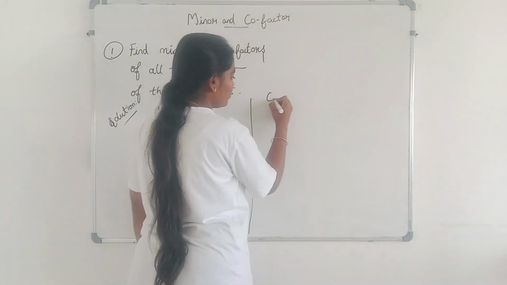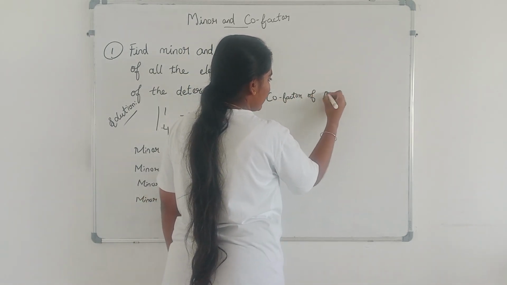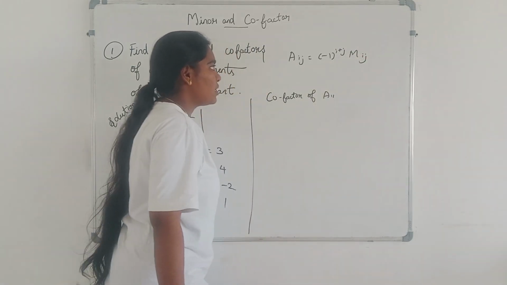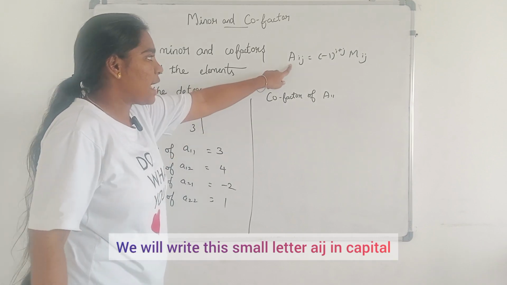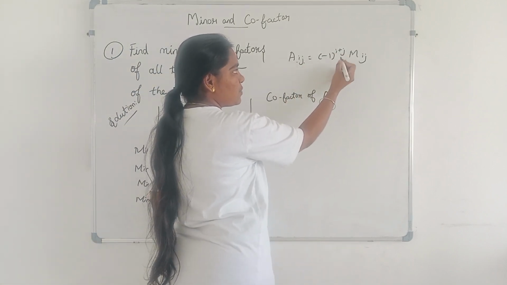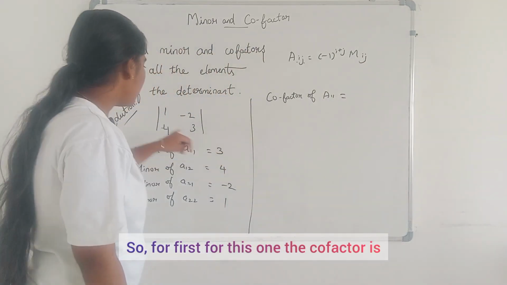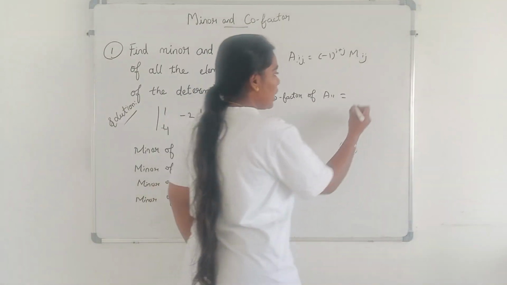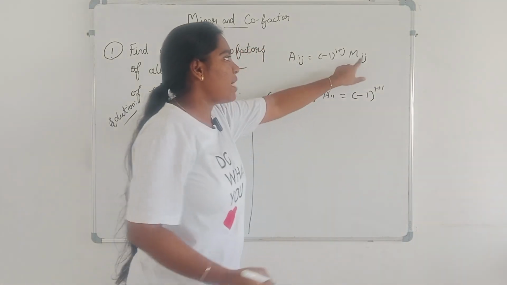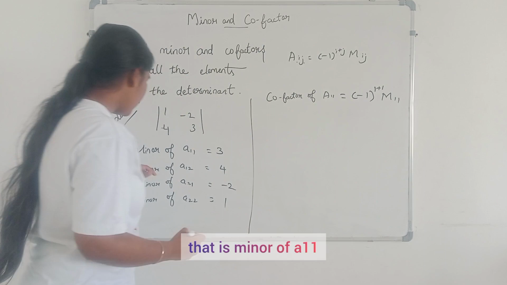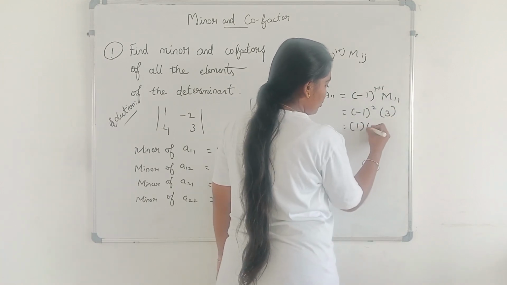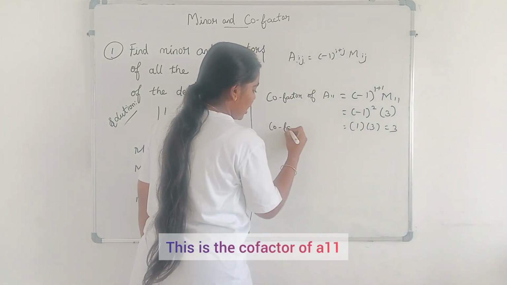Next, cofactor. Cofactor of A11. Already we know that this is the formula to find the cofactor. We will write this small letter Aij in capital form in cofactors. So, Aij, this denotes the row and this denotes the column, equals minus 1 to the power of i plus j into Mij. So, for this one, the cofactor is minus 1. This 1 denotes i and this 1 denotes j. So, i plus j means here 1 plus 1. Mij means M11, that is minor of A11. What is this? 3. So, minus 1 squared into 3, 1 into 3. Final answer is 3. This is the cofactor of A11.